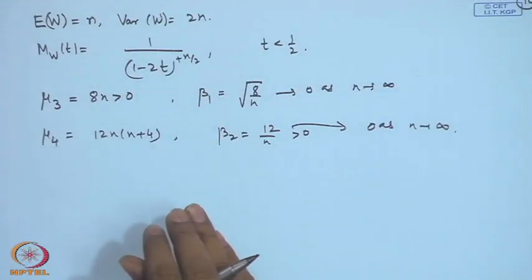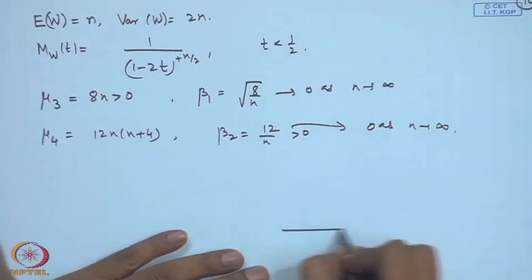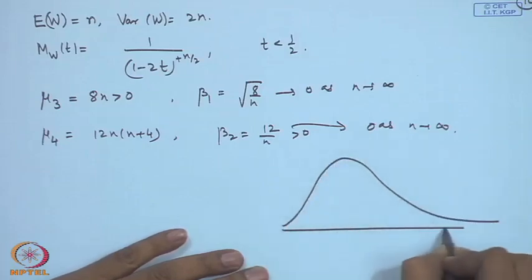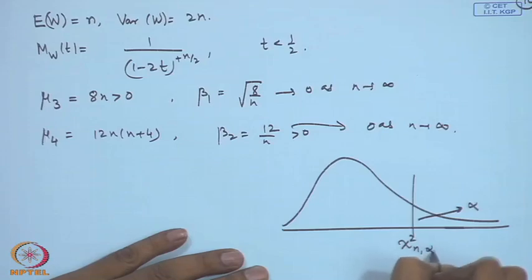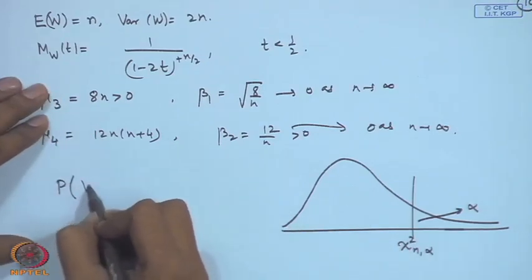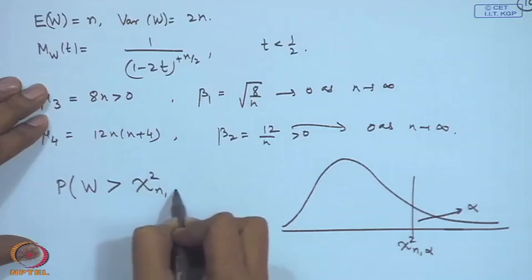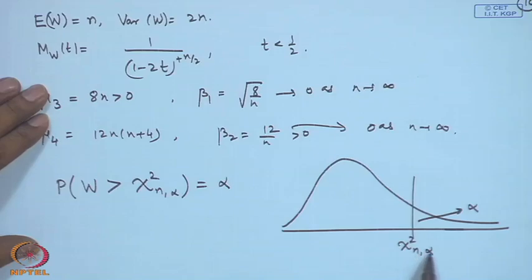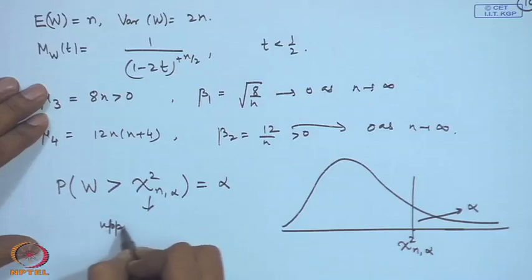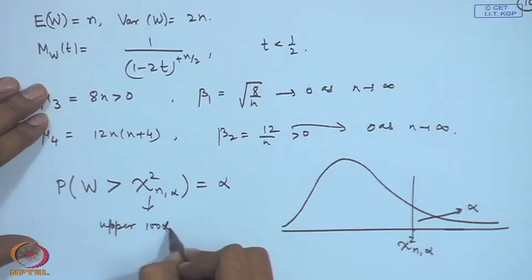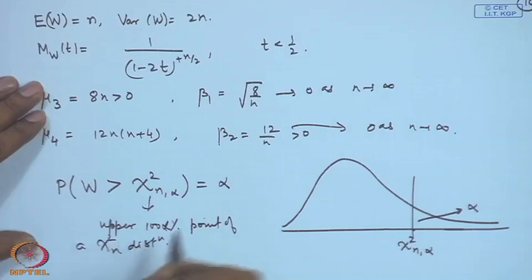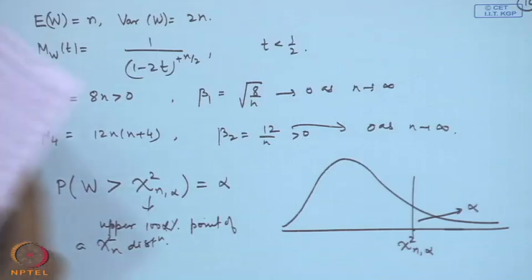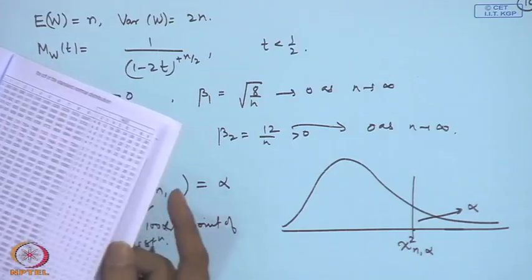So, to consolidate, or you can say to make it in a compact form, what is tabulated is of this form. If this probability is alpha, then this point is called chi square n alpha. That means, probability of w greater than chi square n alpha is equal to alpha. So, for different values of n and alpha, these percentile points of the chi square distribution are called the upper 100 alpha percent point of a chi square n distribution. The tables of these are given in almost all the statistical books and tables.